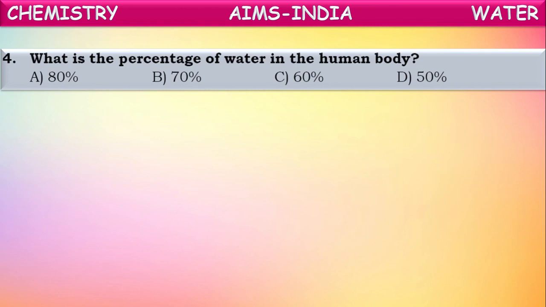What is the percentage of water in the human body? It is around 60%. Almost 60% of our human body is filled with water, because in almost all the parts of the body there is water. In the brain, muscles, nerves, heart, in all organs, water is present. So if we compare this totally, around 60% of the human body is filled with water.